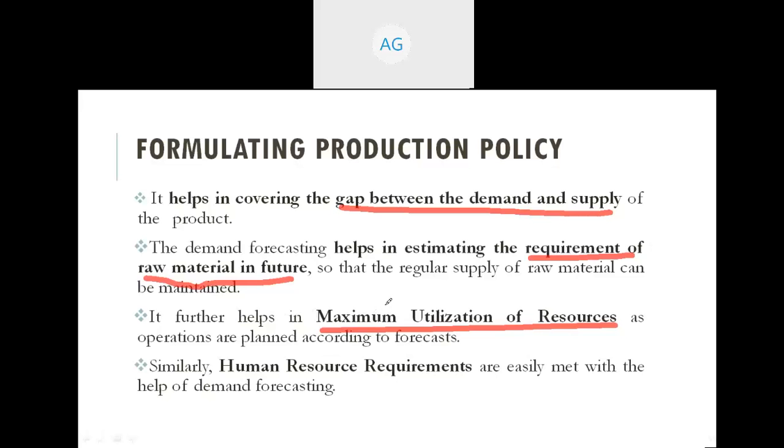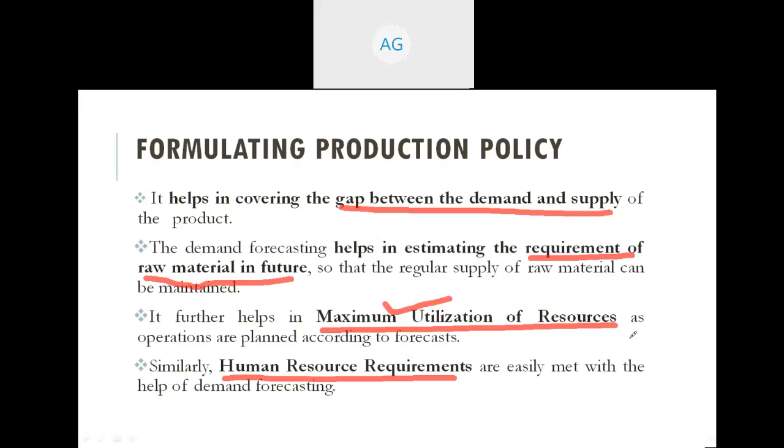In order to maximize the utilization of resources, we can adjust the demand and the supply. Similarly, human resource requirements are easily met with the help of demand forecasting. The manpower which is required by the company in order to perform its operations has to be taken into account while considering the production policy. So this is the first division of short term objectives.